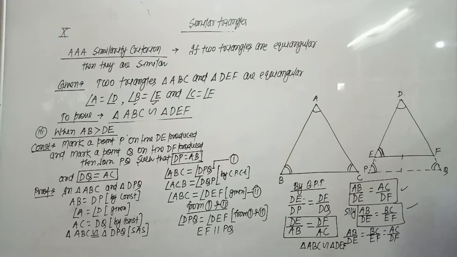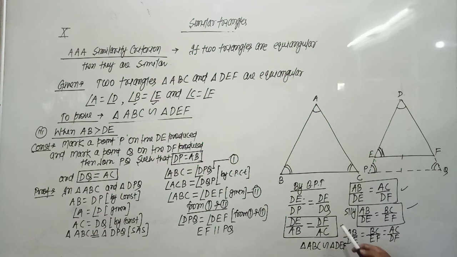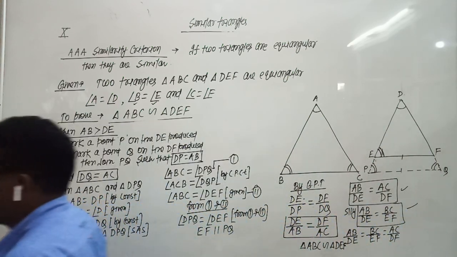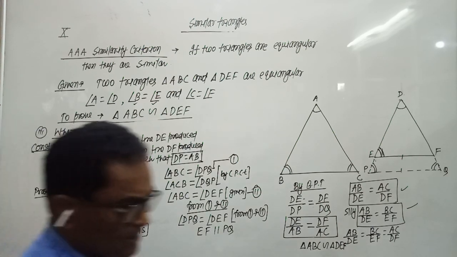Then, by the corollary of BPT, we can write DE upon DP equals DF upon DQ. In place of DP we write AB, and in place of DQ we write AC. So DE upon AB equals DF upon AC, and we can also write AB upon DE equals AC upon DF. Similarly, AB upon DE equals BC upon EF. So all the sides are in proportion and angles are equiangular. Therefore, the triangles are similar.